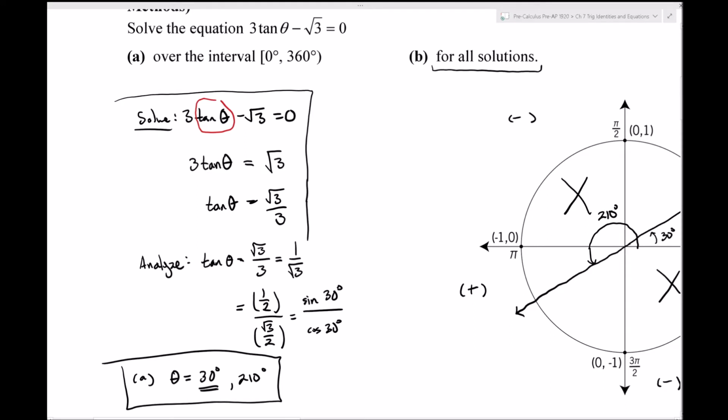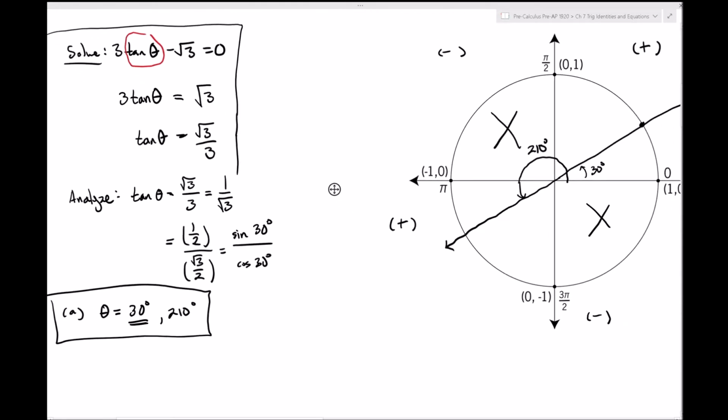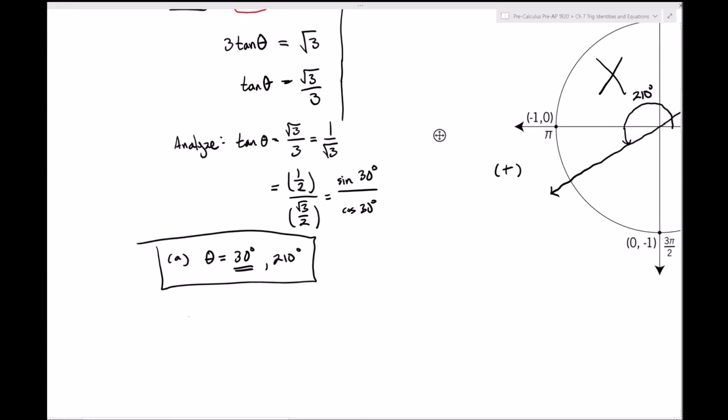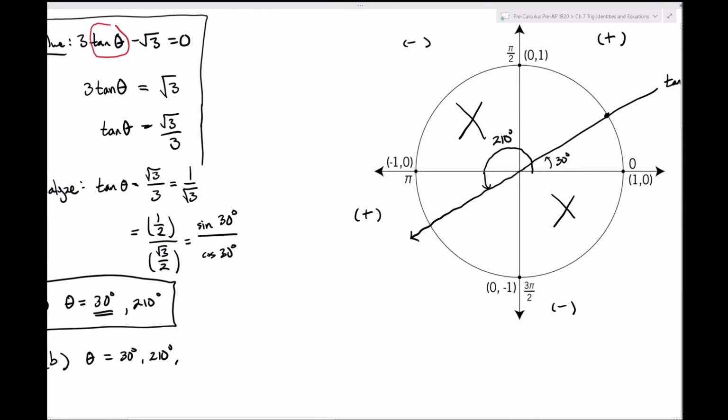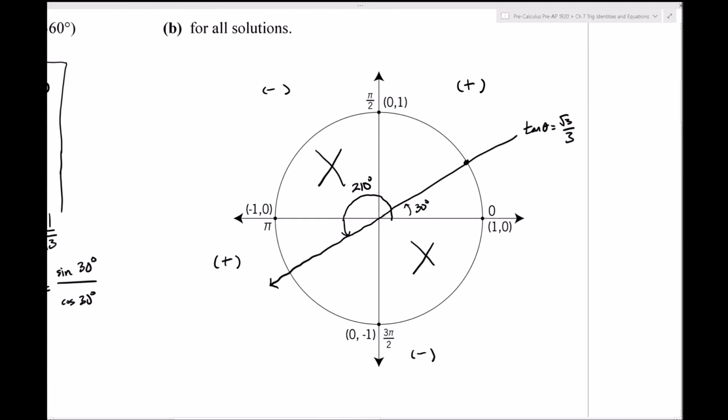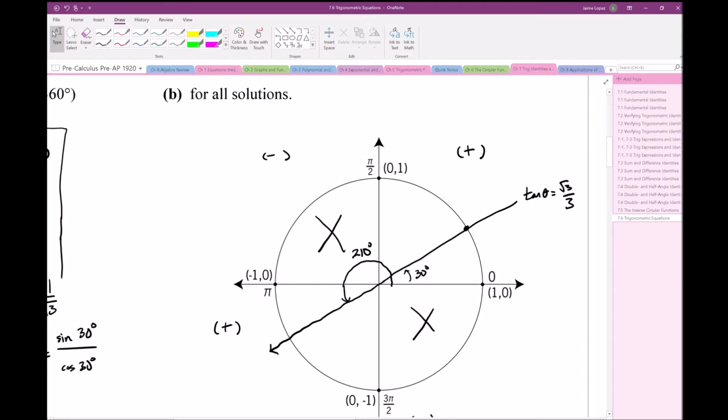I'm tempted to stop here and move on to the next example and not cover the all solutions one, but the all solutions one is not too bad. So let's see, how does that look? Basically, if we're looking for all solutions, we definitely must have 30 and 210, for sure. So let's see if we can find more. On the fundamental circle between 0 and 360, that's all we have.